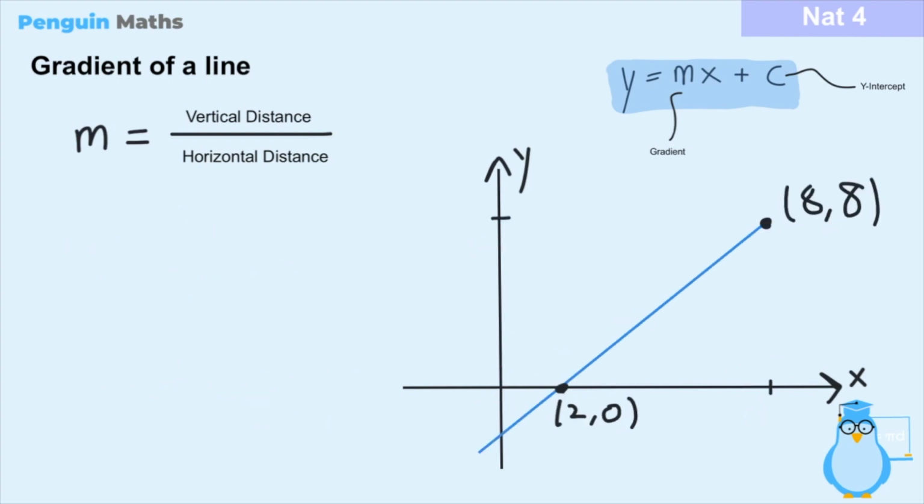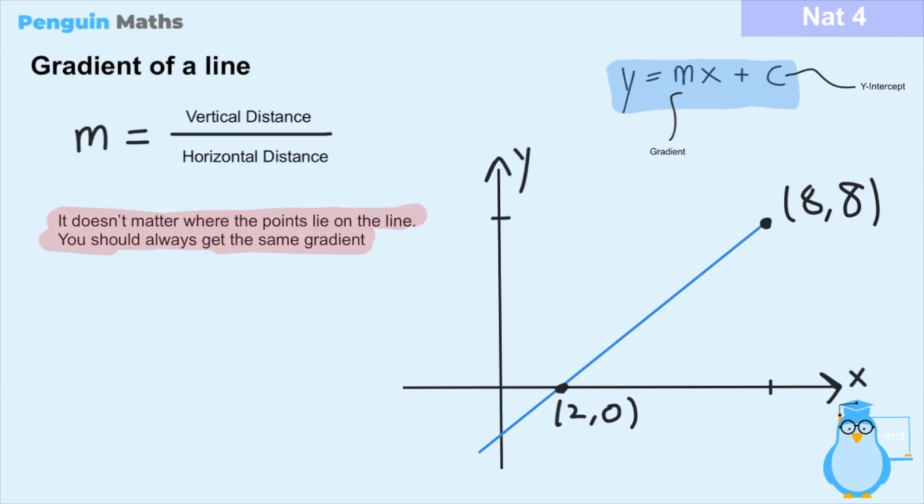But let's have a look at this example where we don't have a point that goes through the origin. This time we have the point (2, 0) and the point (8, 8). But one thing I want to emphasise before we do this question is that if we have a line and we want to choose 2 points on that line to calculate the gradient, it doesn't matter where the points lie on the line, you should always get the same gradient.